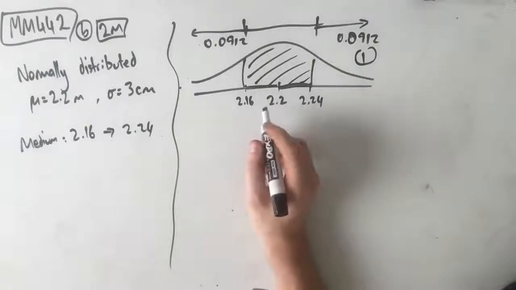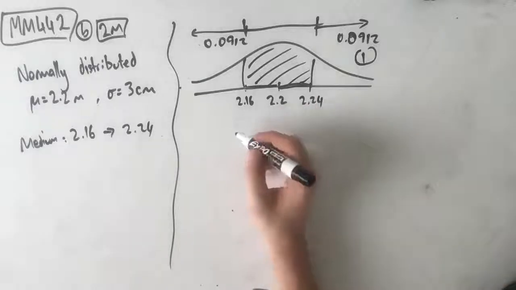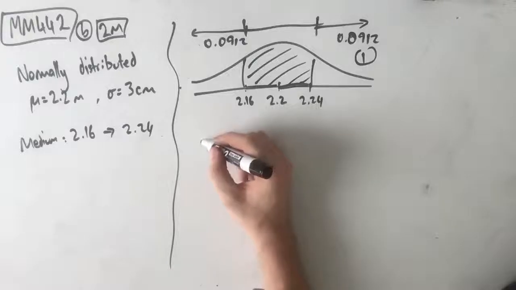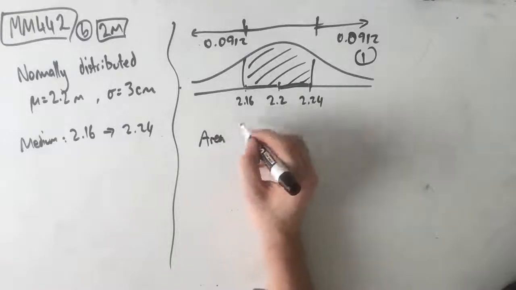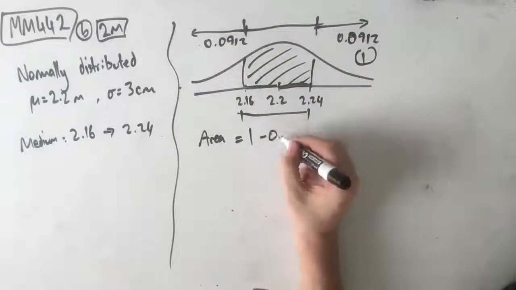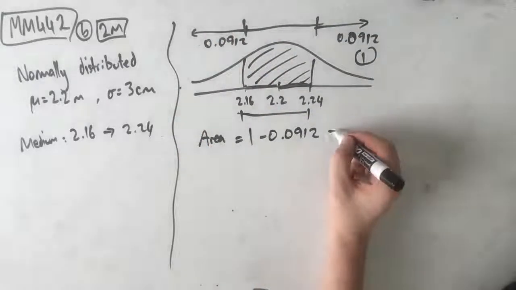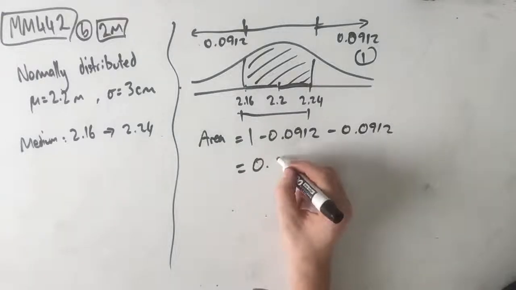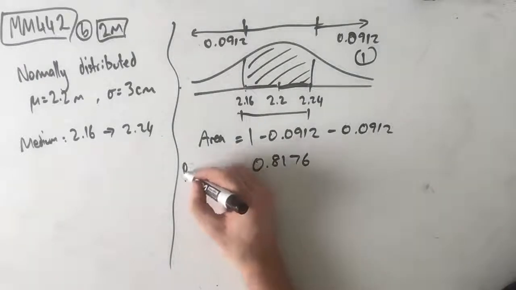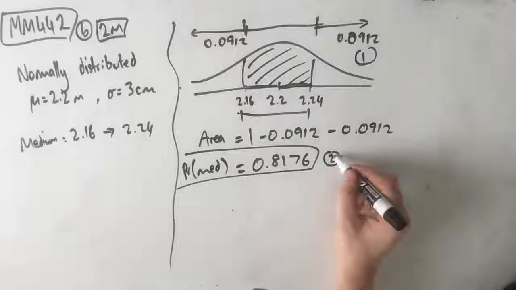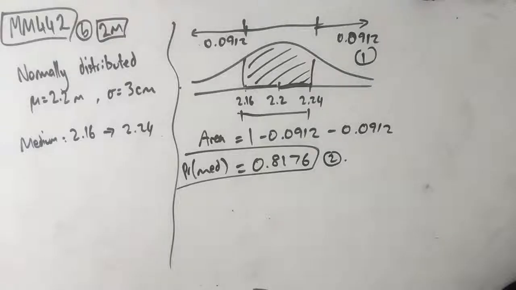I've done this differently in the worked solutions, but this is just a different way of explaining it. So we know that the total area has to be equal to 1, which means that the probability that we're looking for between here is equal to 1, the whole thing, minus 0.0912 minus 0.0912. Which is equal to 0.8176. So that's the probability that we get a medium pole. This is our second and final mark. So guys, that's it for part B. Let's move on to part C.